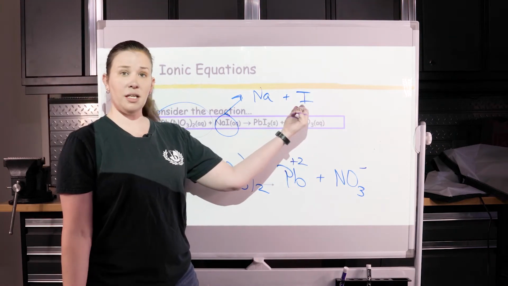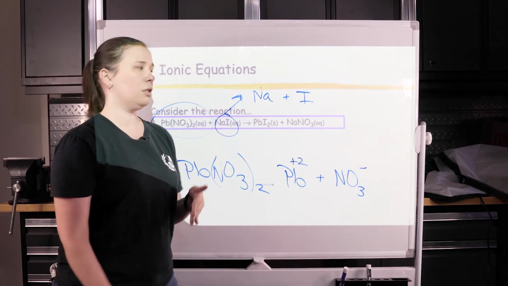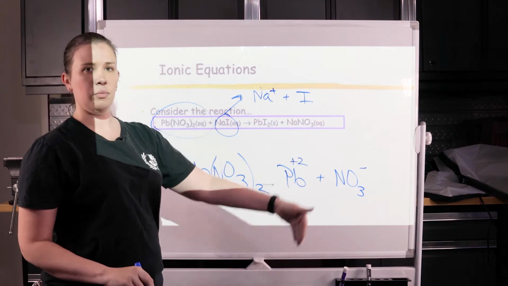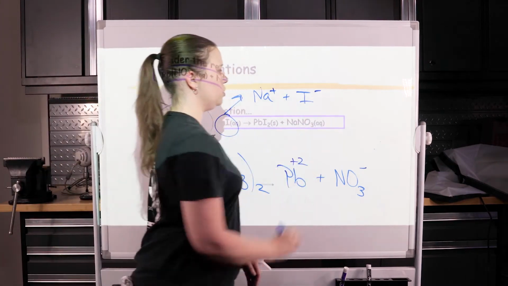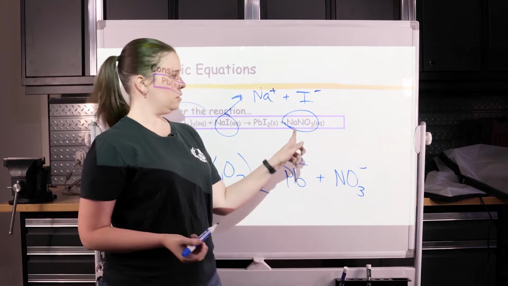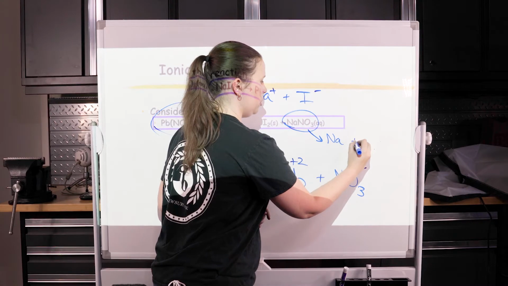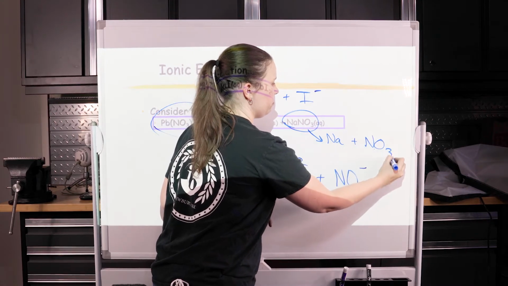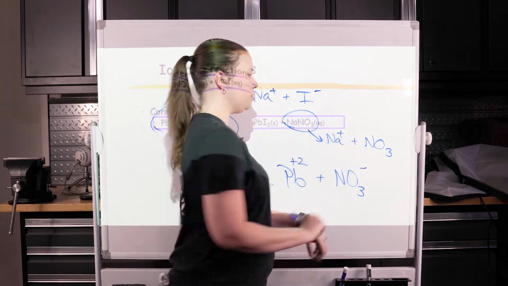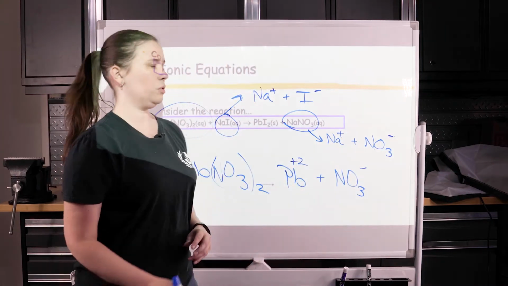But if I'm breaking this into ions, I need charges. So sodium, being in the first column, would have only a +1 charge, and then iodide, being a halogen, would have a -1 charge. Let's do this also for sodium nitrate while we're at it. This is going to break up into the sodium and the nitrate. So sodium, again, being in the first column, still has that +1 charge. And then nitrate, from our things to know and love, we know has a -1 charge.